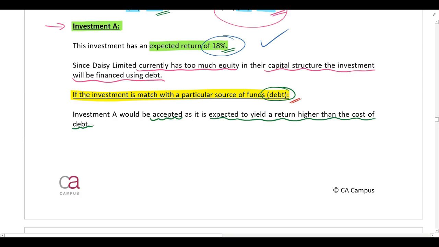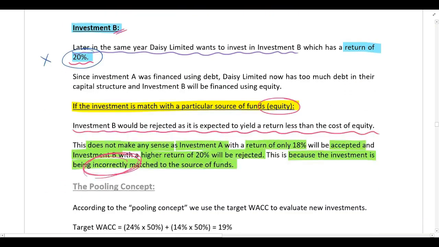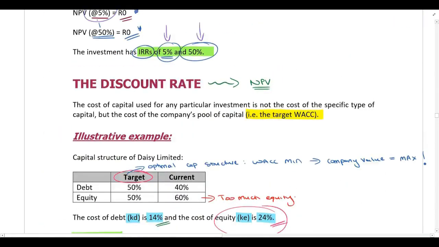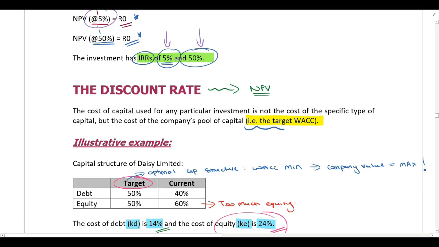When we were deciding whether or not to accept investment A, we compared our expected return to the cost of debt. And when we were deciding whether or not to accept investment B, we compared our expected return to the cost of equity. We matched the investment to the particular source of funds, and that is not correct. When we are deciding whether or not to invest in a project, what do we compare the return to? The target weighted average cost of capital.